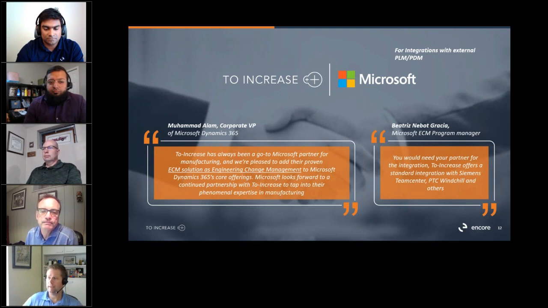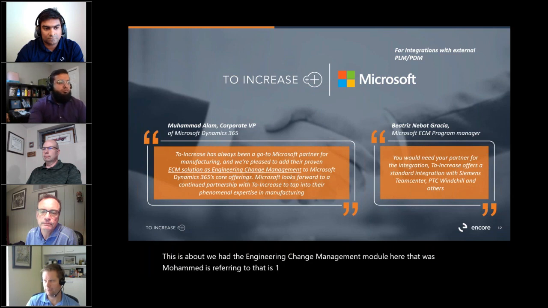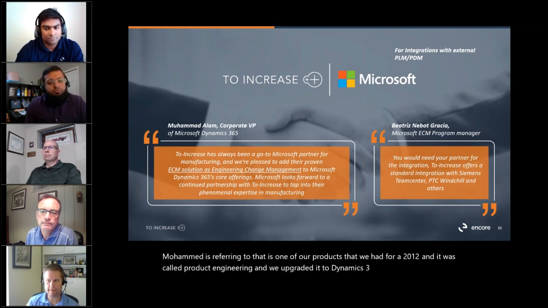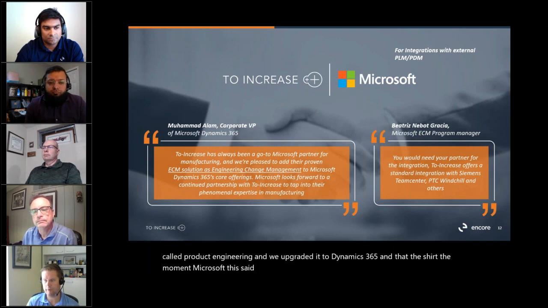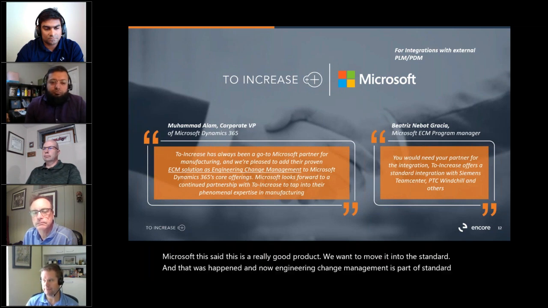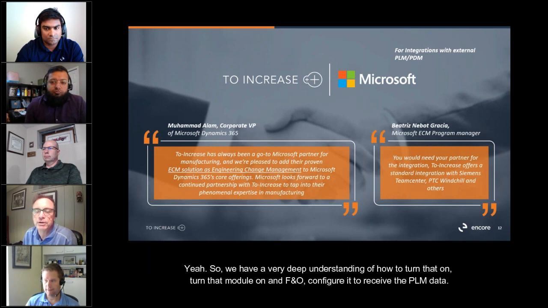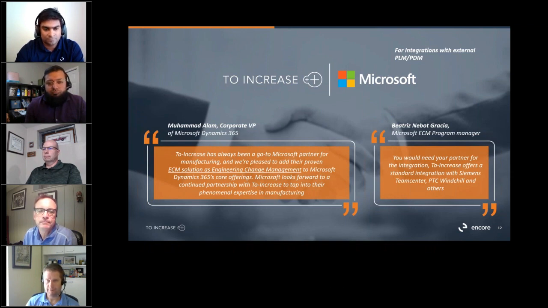Well, this is about, you see the engineering change management module here that Muhammad is referring to. That is one of our products that we had for AX 2012, and it was called product engineering. And we upgraded it to Dynamics 365. And at a certain moment, Microsoft said, okay, this is a really good product, we want to move it into the standard. And that happened. And now engineering change management is part of standard Dynamics 365. Yeah, so we have a very deep understanding of how to turn that module on in F&O, configure it to receive the PLM data. Yep, exactly.